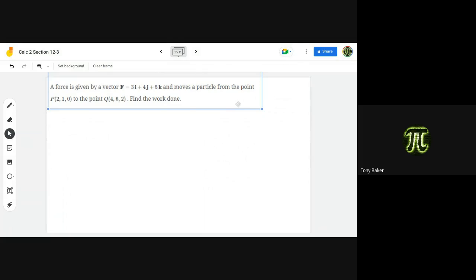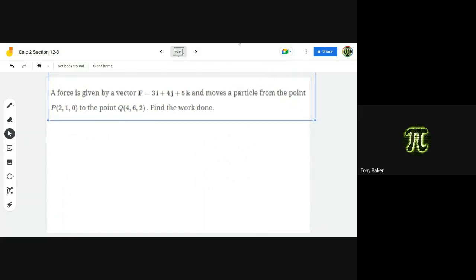So this one doesn't have a pretty picture. We've got our force vector given by 3i plus 4j plus 5k, and it moves a particle from the point (2, 1, 0) to (4, 6, 2). Find the work done. So we have our force vector. Great. We don't have the angle, so I can't use that formula. I need my displacement vector.